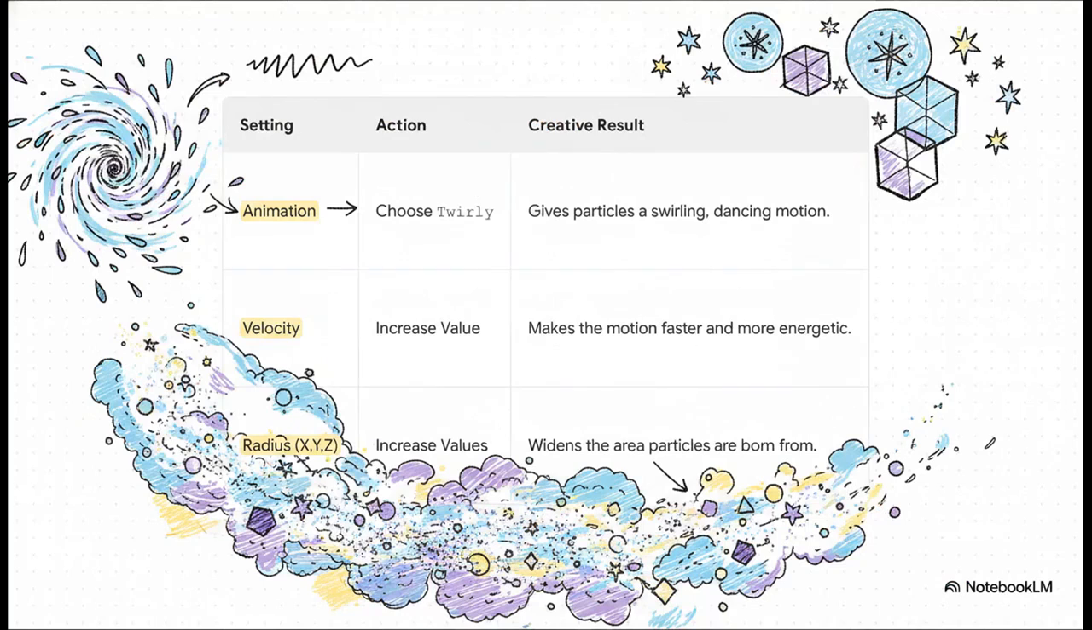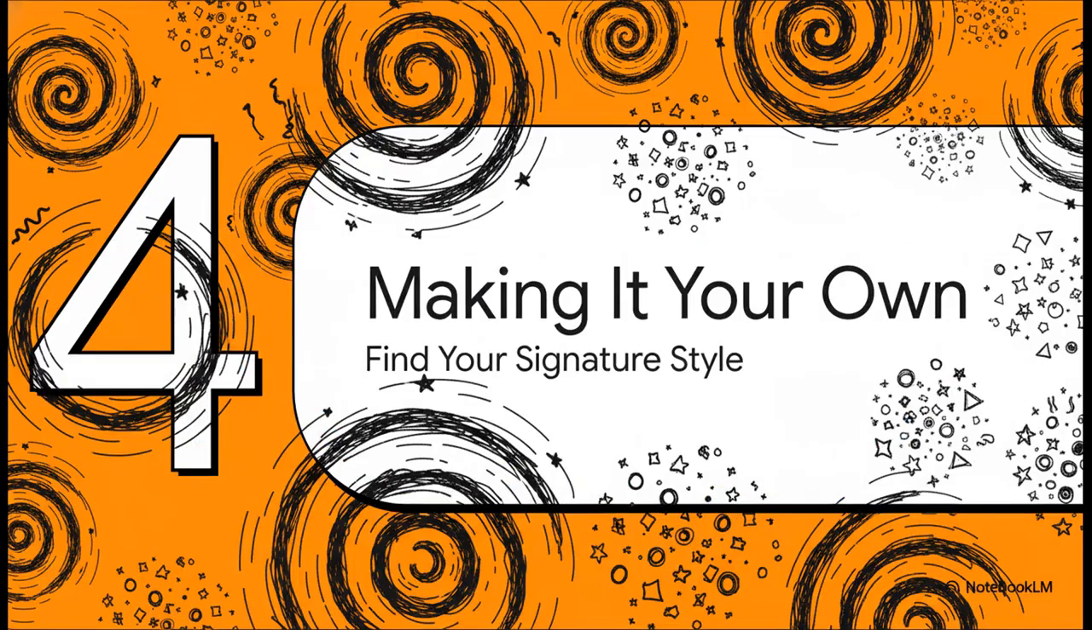So under the physics settings, we'll change the animation type to Twirly. That gives us that signature swirling motion. Then we can crank up the velocity a bit to give it more energy. And finally, over in the producer settings, we'll increase the X, Y, and Z radius. This makes the petals come from a big, wide, three-dimensional space, instead of a tiny little point, which just looks so much more natural. And there you have it.